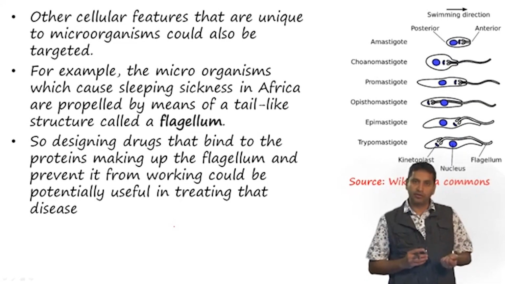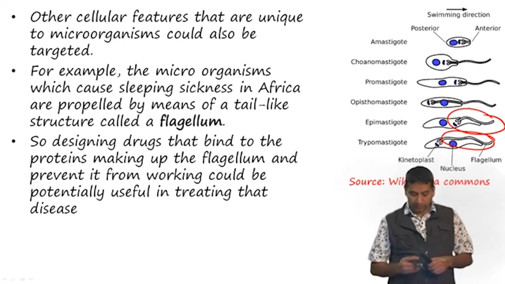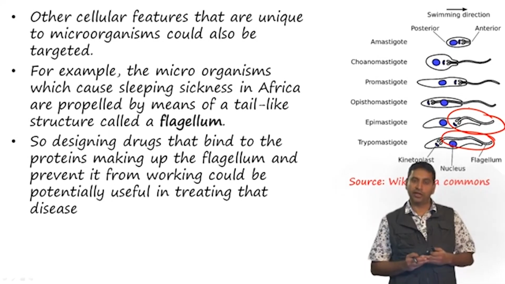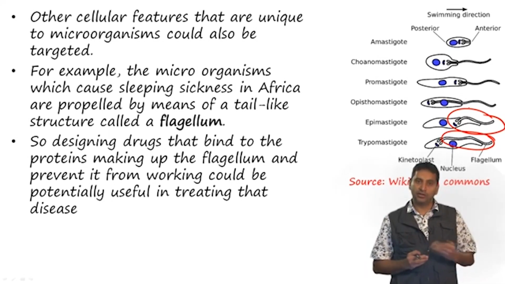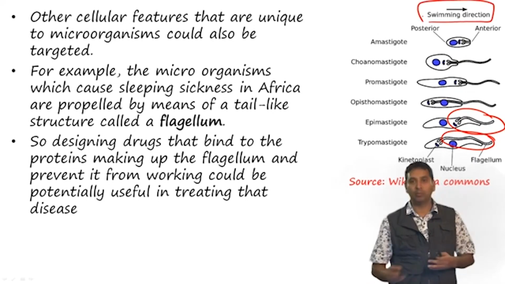There are also other cellular features that are unique to microorganisms that can be targeted. For example, there is a disease called sleeping sickness in Africa, which is caused by trypanosomes, and these microorganisms are propelled by means of a tail-like structure called the flagellum. Since this is a very unique structural feature in this microorganism, we could design drugs that bind to the proteins that make up the flagellum and prevent it from working. Once you prevent it from working, the entire propelling motion is inhibited and its infectious nature is perturbed. So, this could be a target that one could think about.